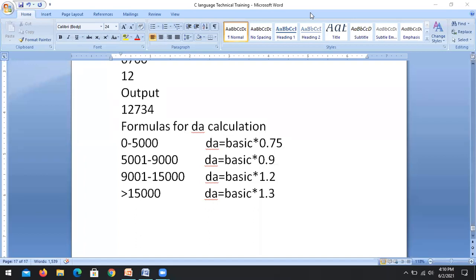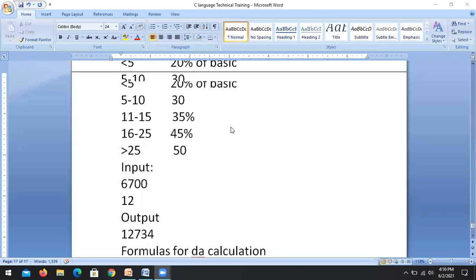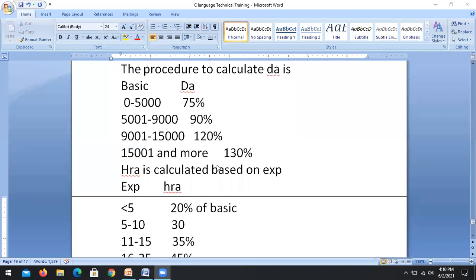So don't put unnecessary brackets. I already explained this in operators. Whenever I was teaching operators, I already told you, don't put unnecessary brackets. If you put unnecessary brackets, you will get mistakes. So this is the way.